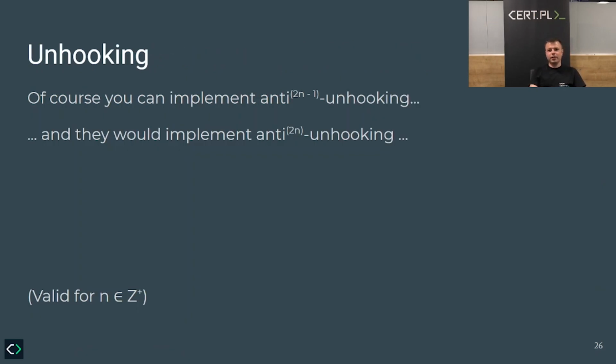So yeah, basically to counter that, Cuckoo could implement anti-unhooking. Then the malware could implement further iterations, but usually the malware will be one step further always.